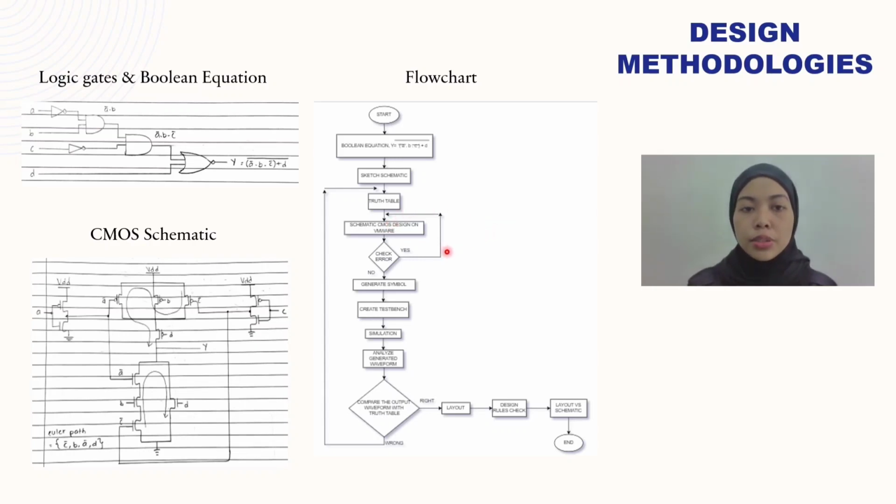After that, we need to sketch the schematic on the software and do check and save. If no error, we can proceed with the symbol and test bench and do simulation for the waveform. For the timing diagram waveform, we need to compare with the truth table that we did before. Okay, if no error, we proceed with layout, DRC, and LVS.